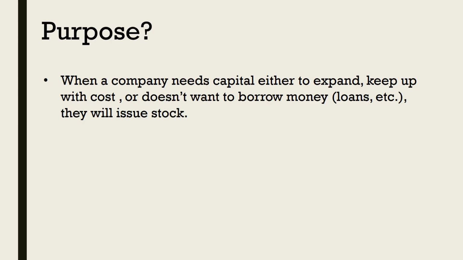Expand here could be that the company wants to buy new equipment, or build more stores. Keep up could be that they had too many employees, electricity's too much, or they just didn't profit enough for the year, and they don't want to borrow money. That means they don't want to go to the bank. They don't want to issue bonds.